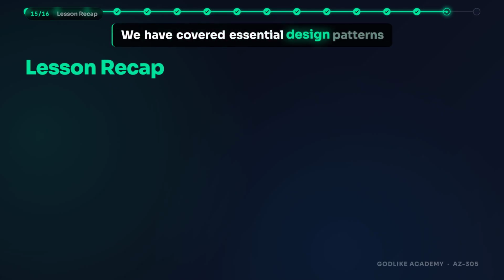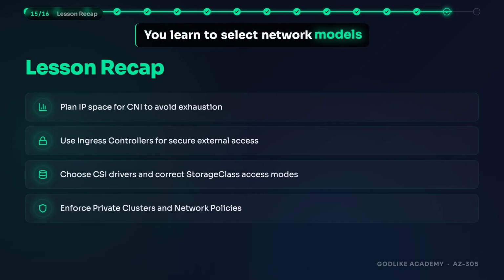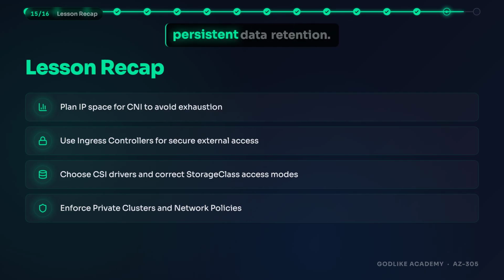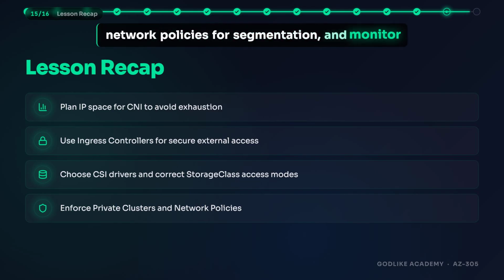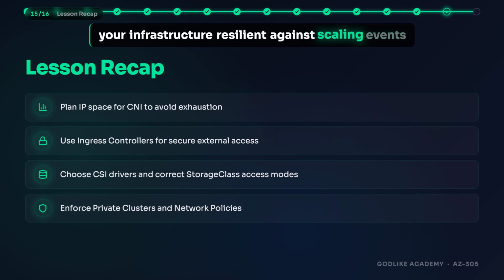We have covered essential design patterns for AKS networking and storage. You learned to select network models like CNI versus kubenet and plan IP space carefully to avoid exhaustion. We configured ingress controllers to secure traffic with TLS termination and defined storage classes with CSI drivers for persistent data retention. Remember to use private clusters, enforce network policies for segmentation, and monitor storage latency via metrics to keep your infrastructure resilient against scaling events and failures during production operations.